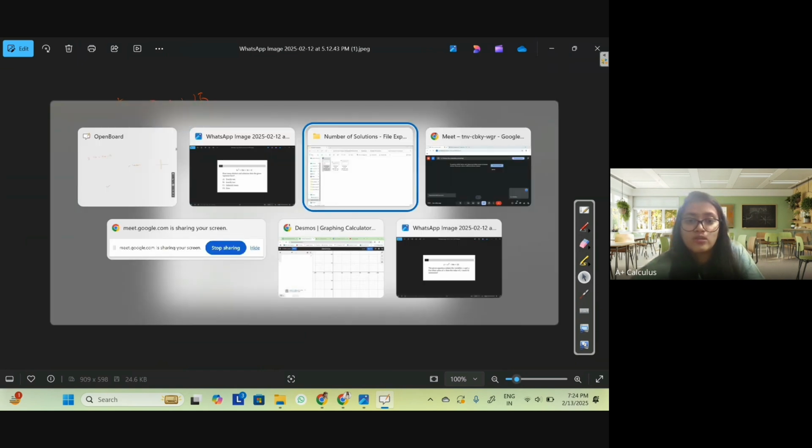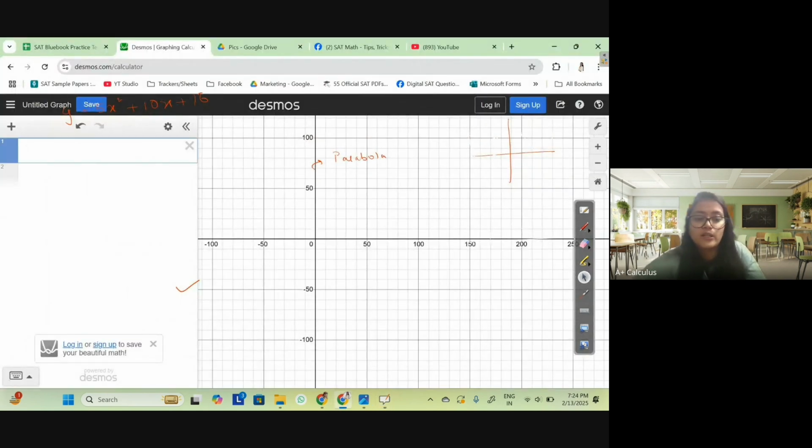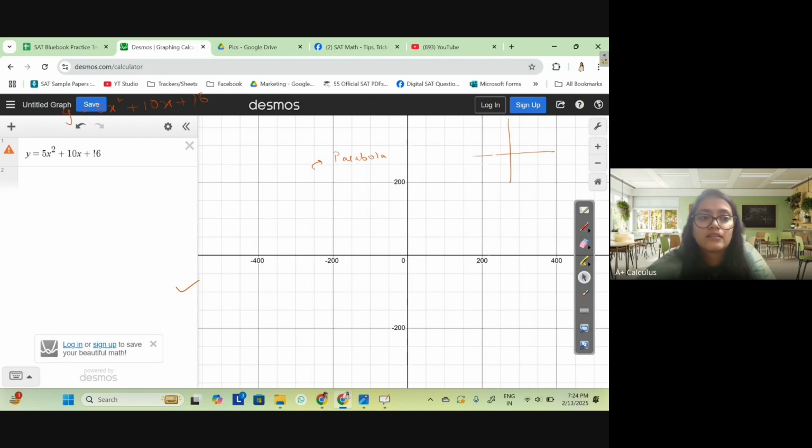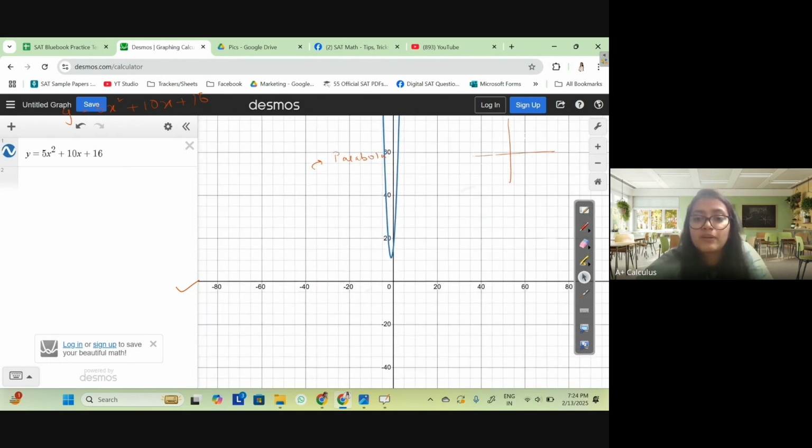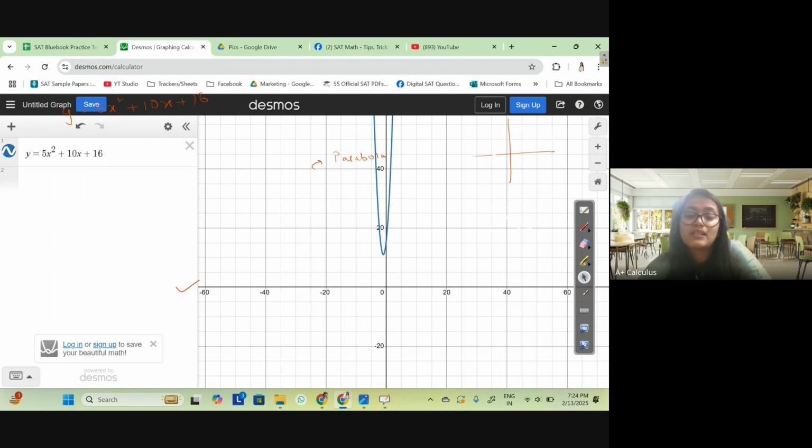So let's go to DESMOS. Plot the equation y is equal to 5x squared plus 10x plus 16. Oh, that's plus 16. Now see, this parabola is above the x-axis. That means it is not touching or intersecting the x-axis. So that means it will have zero distinct real solutions.